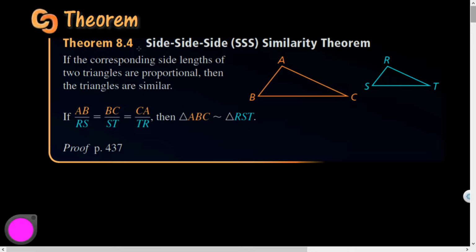Here we go. Here's a theorem for your face. It says, if the corresponding side lengths of two triangles are proportional, then the triangles are similar. So if I could make a ratio between their corresponding parts, smallest to smallest, mediumest to mediumest, longest to longest, and those proportions were all equal to each other, then the triangles are similar. All right, so that makes sense.